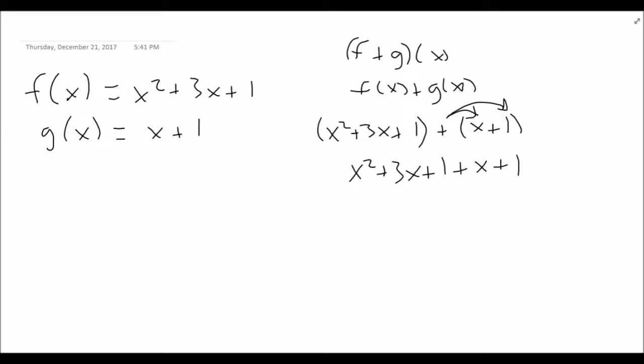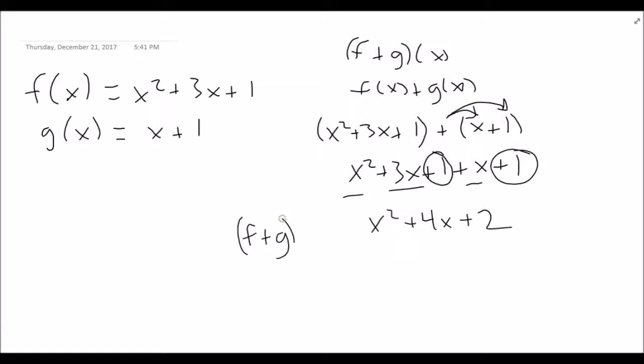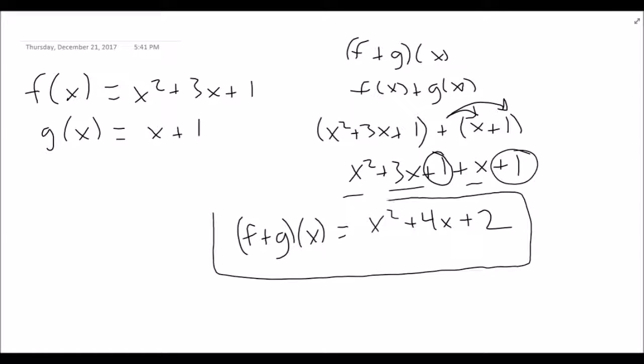And then all we do from here, guys, is just combine like terms. So we don't have anything else to combine with x squared, so we're just going to leave the x squared there. Then we have, let's see, 3x and x, those are like terms. Combine those, 4x. And then we have the 1 and the 1, which ends up adding up to 2, which means that f plus g of x is equal to x squared plus 4x plus 2.